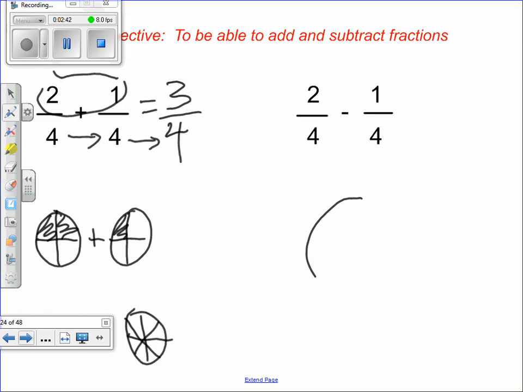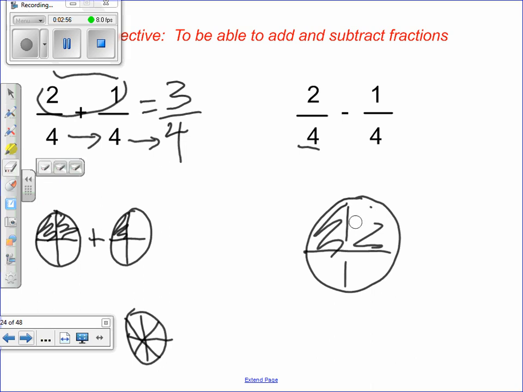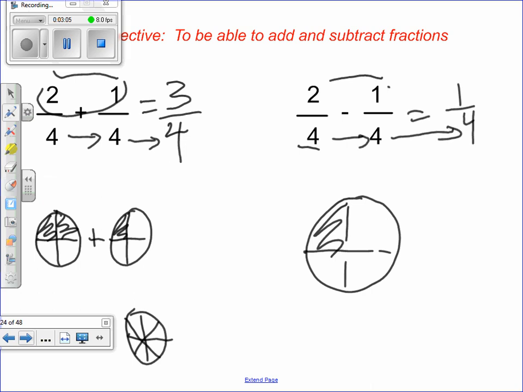All right, over here, here's my cheesecake. I get 2/4 according to our first fraction. And then some horrible person comes along and says, nope, I'm taking one of those away. So this unnamed horrible person takes 1 of my pieces of cheesecake away, and I'm left with 1/4. Again, we kept our denominator and this time we subtracted our numerators.